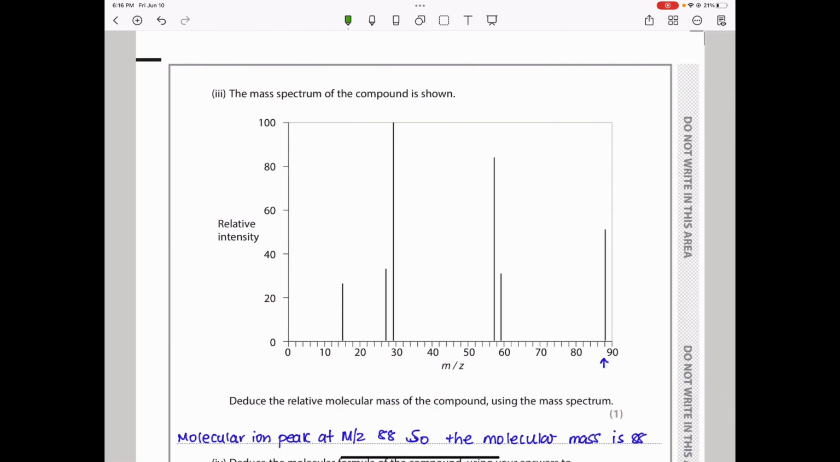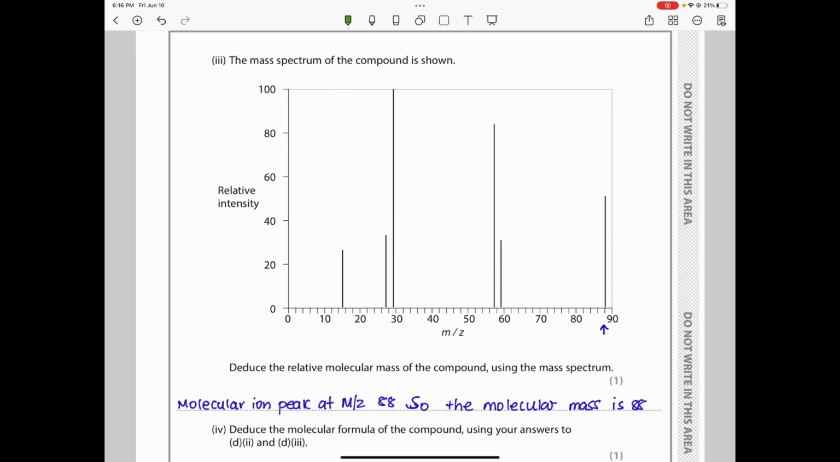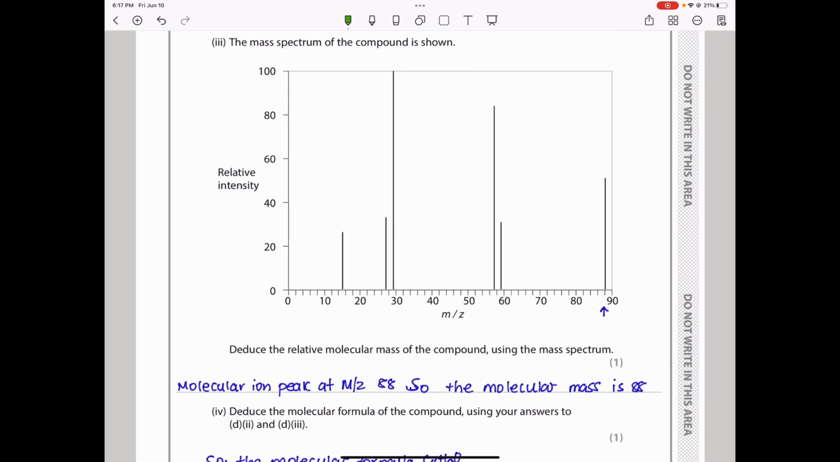So continuing to the next, they say the mass spectrum of compound is shown. So here we have a mass spectrum, and they say deduce the relative molecular mass of the compound using the mass spectrum. When we use the mass spectrum, we look at the farthest peak, which is going to be here. In this case, it's at 88. So at 88, since the molecular ion peak has a mass to charge of 88, the molecular mass of this sample should be 88 as well. Looking at that peak there, which is at 88, mass to charge.